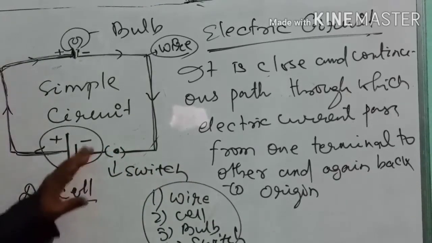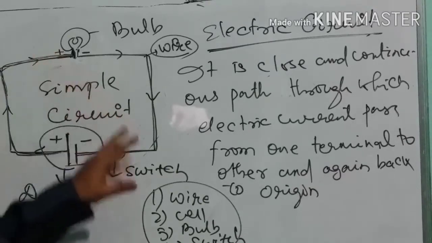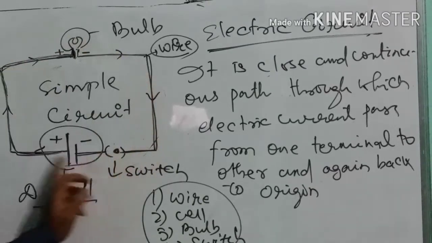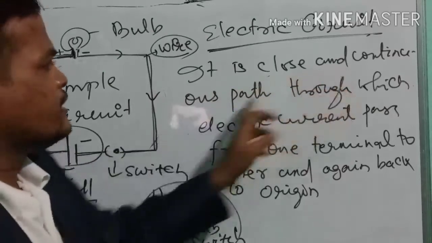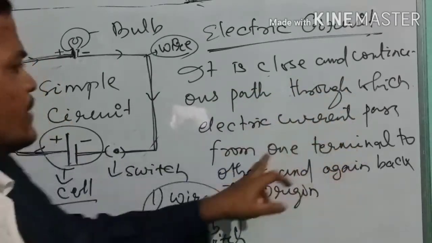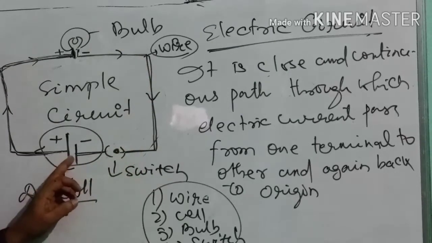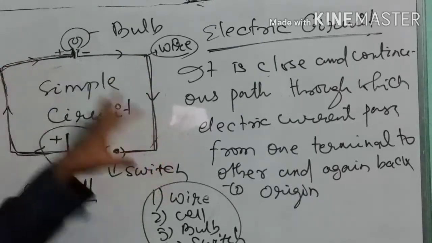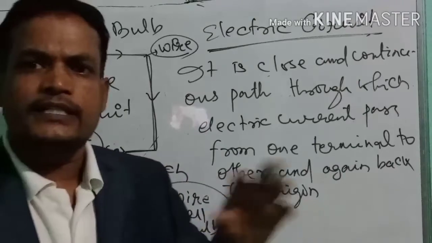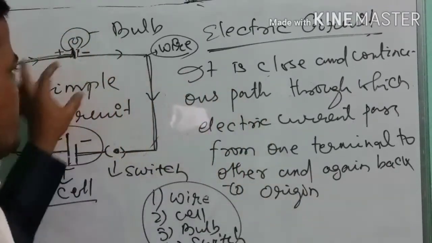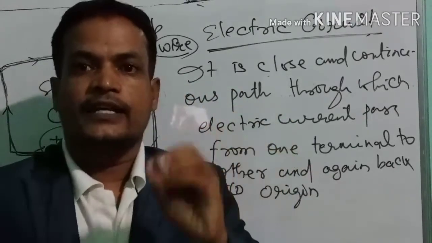So this is called the electric circuit. It is a closed and continuous path through which electric current passes from one terminal to the other terminal and again back to the origin. So this is called electric circuit. What is electric circuit and what are the minimum requirements for making up an electric circuit?